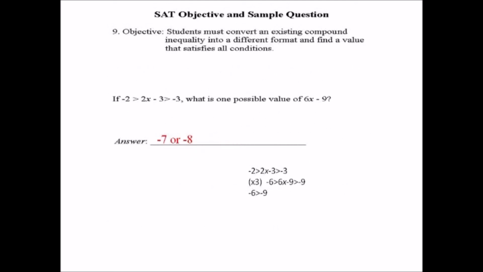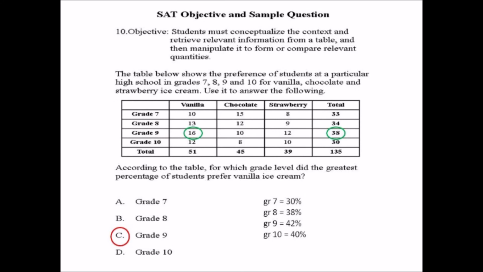Number 9. When you work it, you want to multiply by 3 to get 6x minus 9 in the middle. So when you multiply by 3, you would get negative 6. So what numbers are in between -6 and -9? -7 or -8. Any one of those would be the answer. Again, here you had to work the answer, but you can work it. Any one of those.